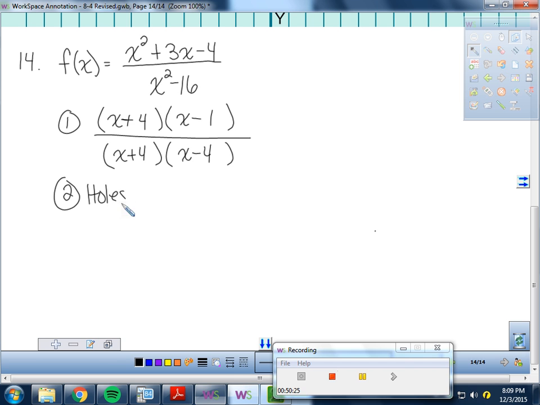Step 2, I'm going to check for holes. So do I have any common factors? I do. X plus 4. So I'll set that equal to 0. That tells me that I'm going to have a hole when x is negative 4.